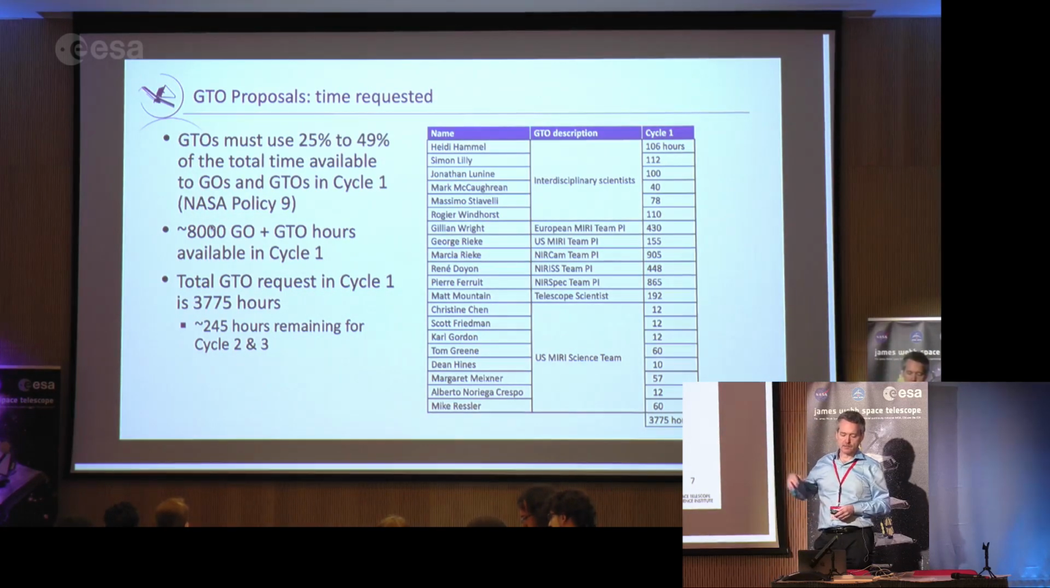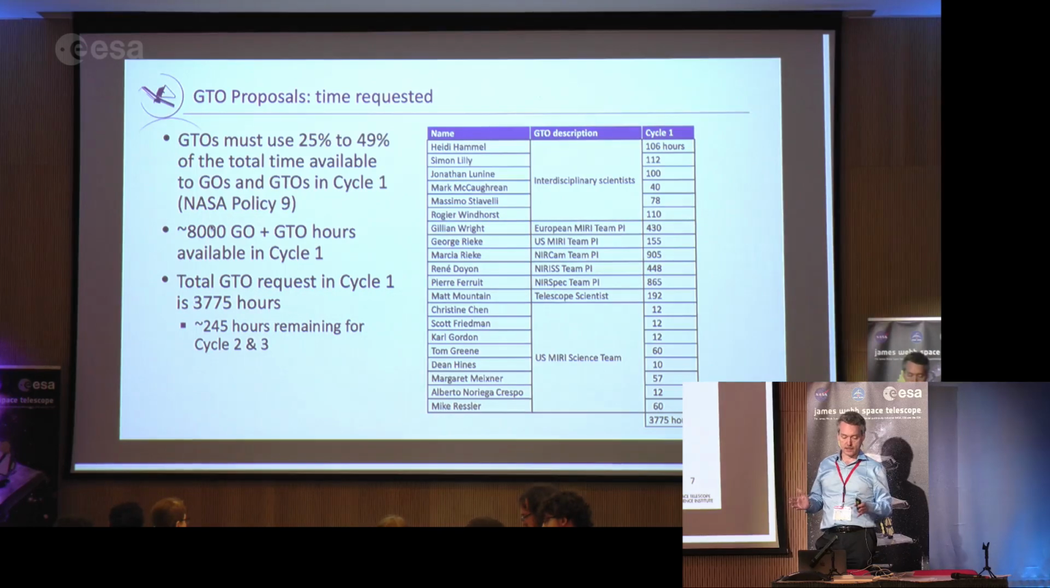So I mentioned that they're going almost all in with the GTOs in the first cycle. The policy set in advance was they have to use at least a quarter of the time. They can't hold all their time back, and they can't take up more than 49% of cycle 1. And they're basically up on the upper limit of that, but within the range.